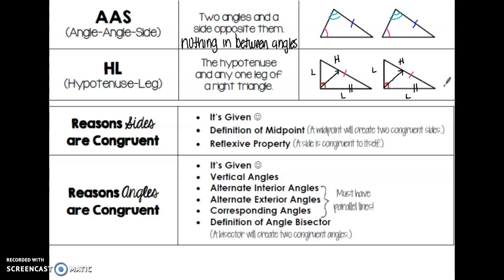So the reasons sides are congruent are because they're given, the definition of a midpoint, and the reflexive property. The reasons angles are congruent is that they're given. Don't forget your vertical angles. These are important. And we also have alternate interior, exterior, and corresponding, but these have to have parallel lines. We'll talk a little bit more about that next week. And angle bisector. So a bisector actually creates two congruent angles. This is super important. We will be talking about that next week.